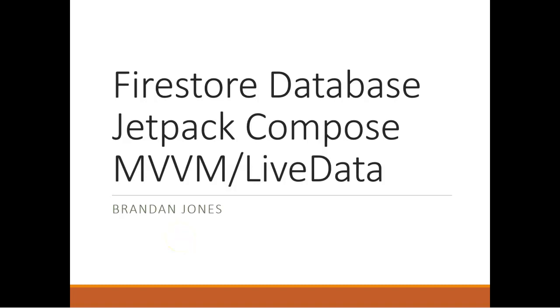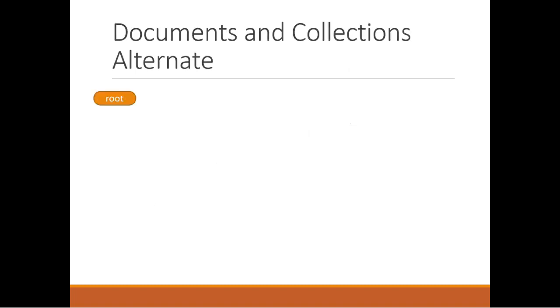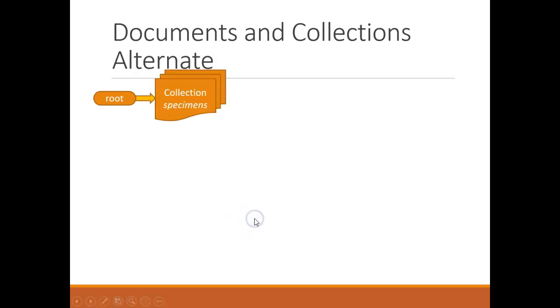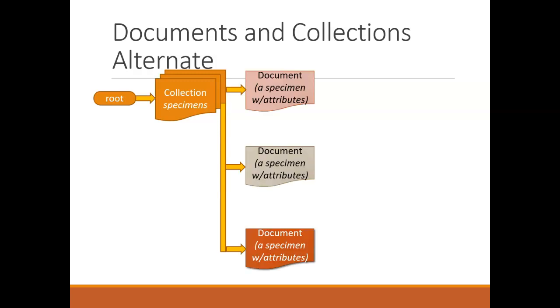In this video, we're going to see how to set up Firestore Database in our Jetpack Compose project with MVVM live data. Firestore Database used to be known as Cloud Firestore, and it works this way. We start essentially with a root, and under the root, we have a collection, where a collection is something like an array list, or something of that nature, and that will point to a series of individual documents. Think of a document being something like an object, or it could be serialized into a single JSON document.